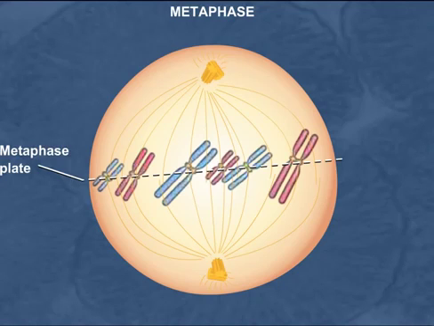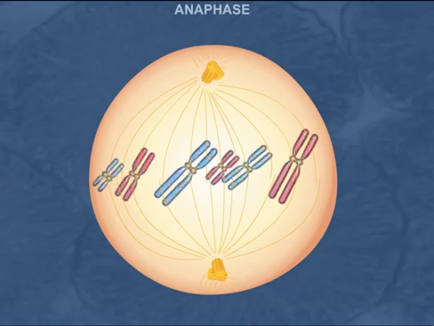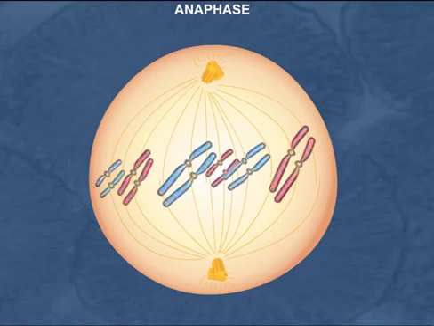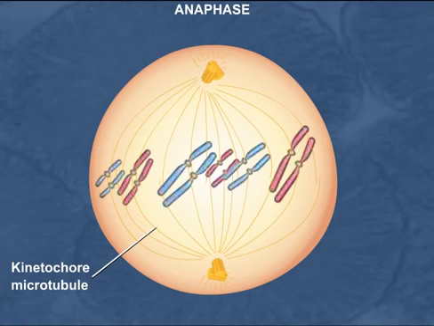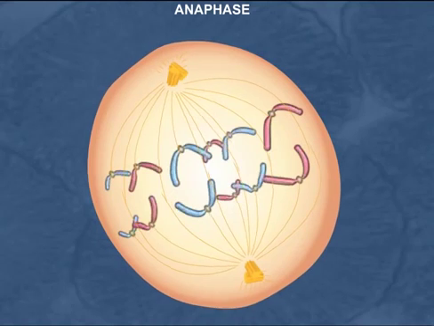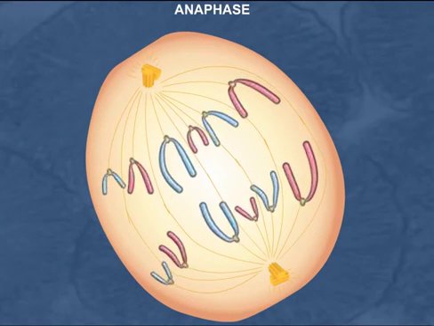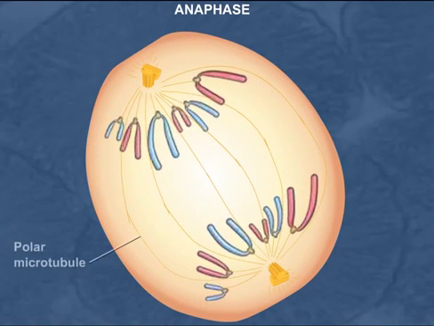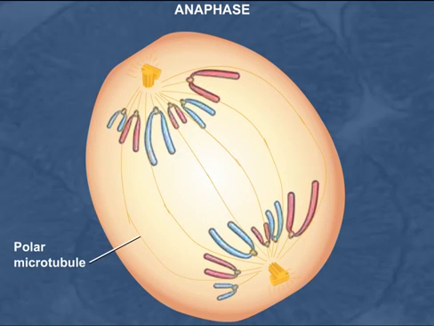When metaphase is completed, anaphase begins. The sister chromatids separate, and each chromatid is now linked to only one pole via a kinetochore microtubule. The kinetochore microtubules shorten, and the individual chromatids, now called chromosomes, are drawn to the poles. Toward the end of anaphase, the polar microtubules push against each other and cause the two poles to be moved farther away from each other.